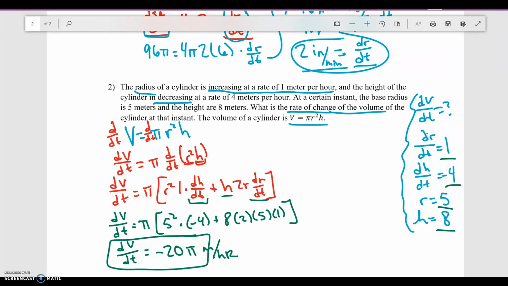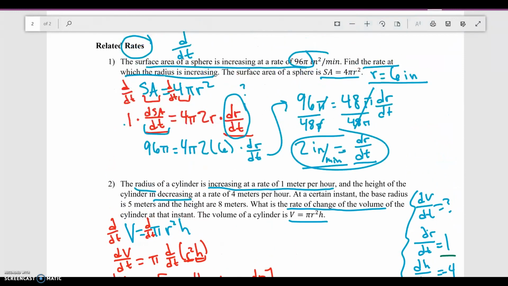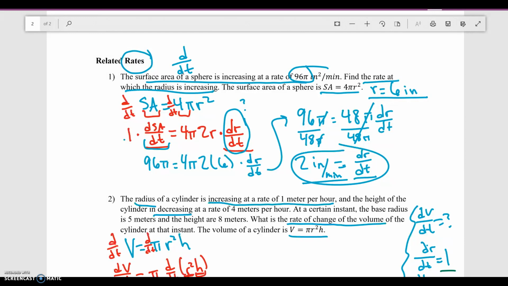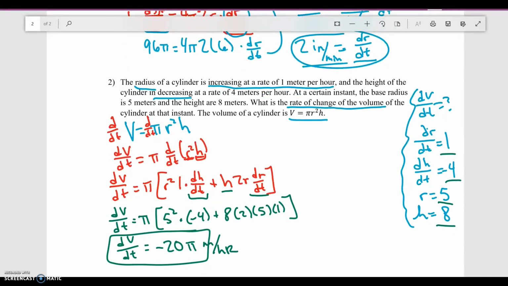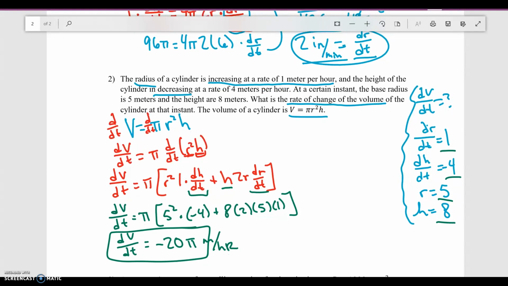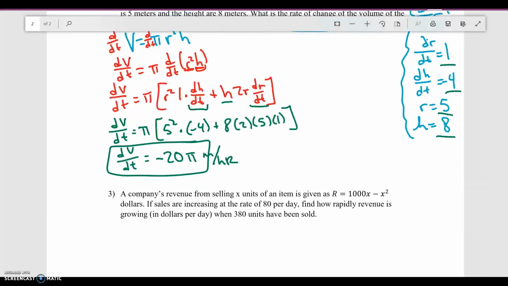All right, so here are two different types of related rates problems. One of them was much simpler than the other one, but these are still really good problems to work with and try out. In the next video, I will go ahead and just do this last problem.